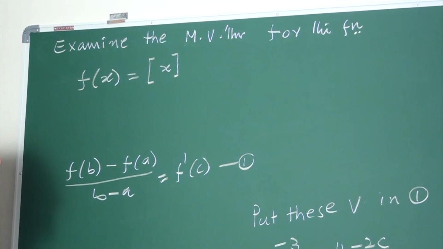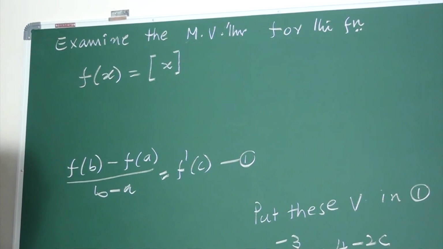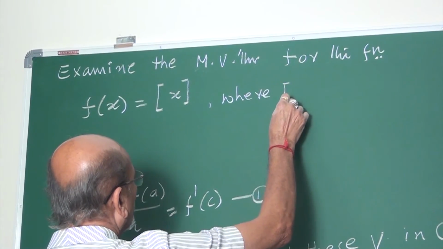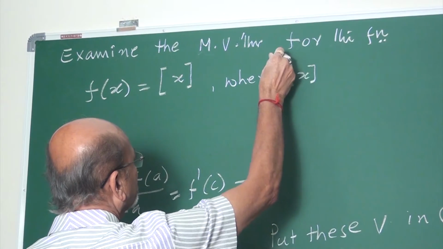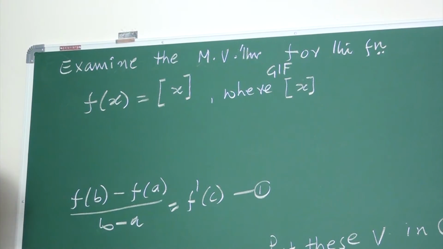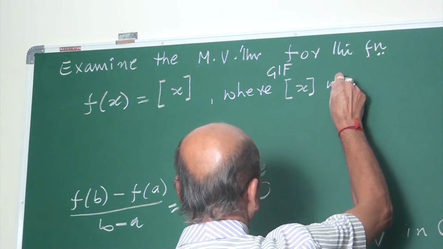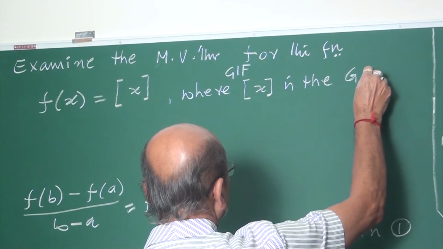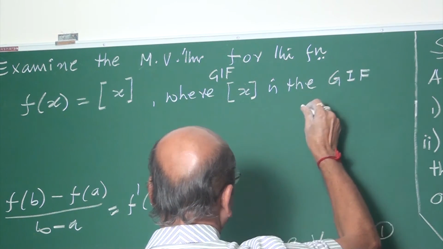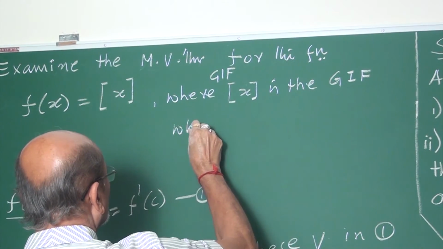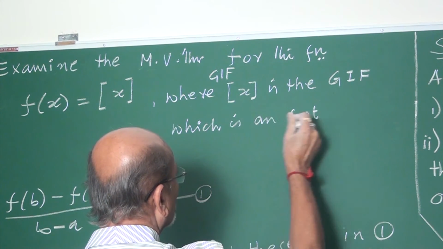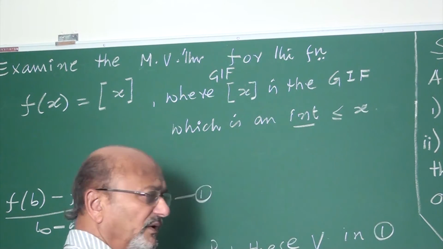What is the definition? The greatest integer function is always the integer less than or equal to x. It is also called bracket x, the greatest integer function, GIF, which is an integer. It is always an integer, my friend, less or equal to x. It can never be greater than x.